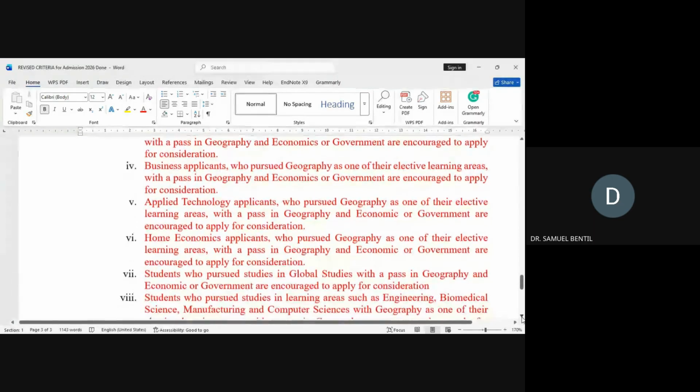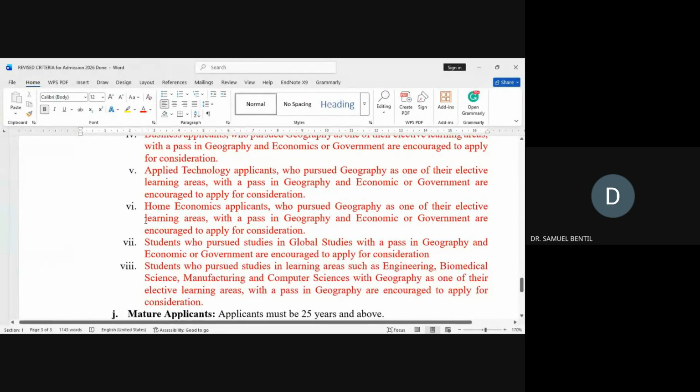Then home economics applicants who pursue geography as one of their elective learning areas with a pass in geography and economics or government are also encouraged. Students who pursue global studies, and for these global studies it is compulsory for them to do geography. That's their first compulsory course. With a pass in geography, economics are also encouraged. Then students who pursue studies in learning areas such as engineering, biomedical sciences, manufacturing, and computer science with geography as one of their elective learning areas with a pass in geography are encouraged to apply for consideration before we go to mature.